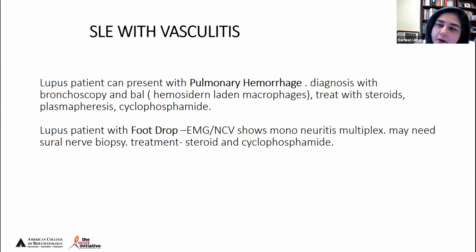Lupus patients also can present with wrist or foot drop. They will need an EMG nerve conduction study, which will show mononeuritis multiplex. They may need a sural nerve biopsy to make the diagnosis. Those patients also will need steroid and IV cyclophosphamide. These patients also have very severe disease. That's why they're presenting with peripheral vasculitis.